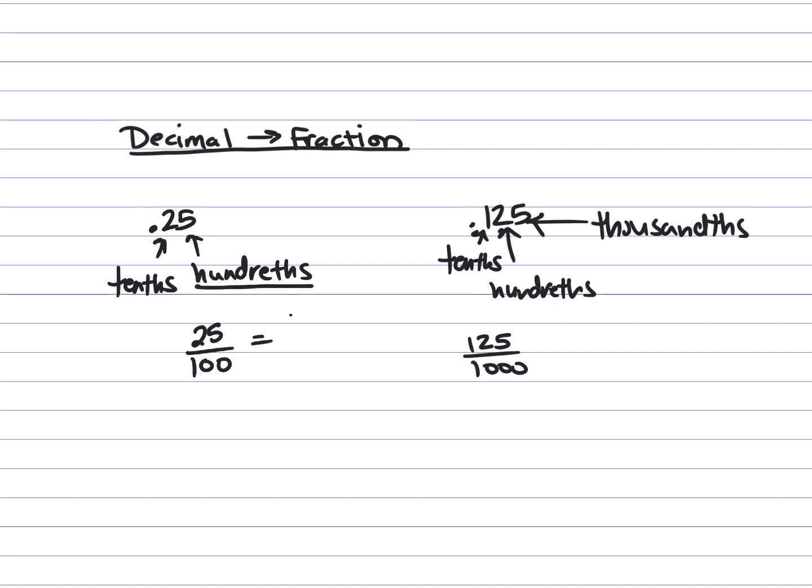25 goes into 25 once, and 25 goes into 100 4 times. 125 does actually go into 1,000. So remember, always check to see if the smaller number is a factor of the larger number. If it is, then that is your GCF, and that's how you know what to divide by. 125 goes into 125 once, and 125 goes into 1,000 8 times.